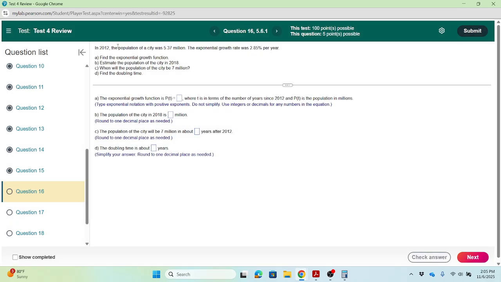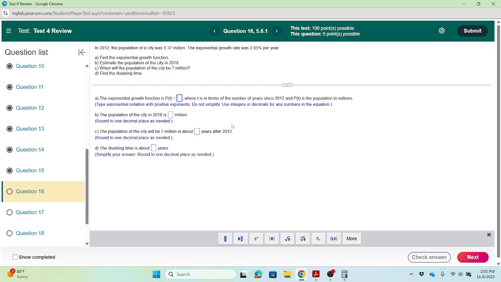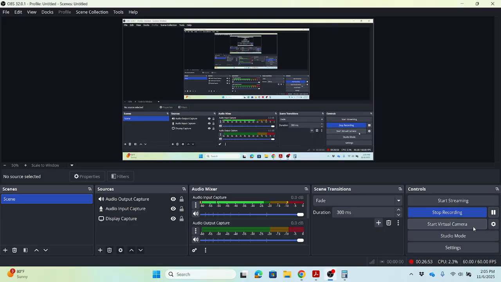In 2012, the population of a city was 5.37 million. The exponential growth rate was 2.85% per year. Find the exponential growth function. So for the exponential growth function, what is that?